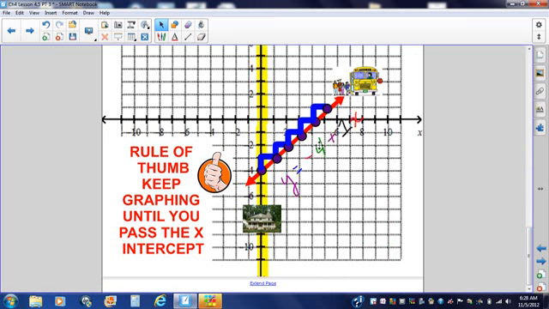There's my equation. Y equals negative 4 plus 1x. Here is my y-intercept, negative 4, up 1, right 1, up 1, right 1, up 1, right 1, up 1, right 1. And in this case, my x-intercept would be right here at positive 4.